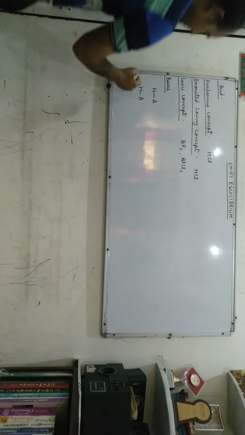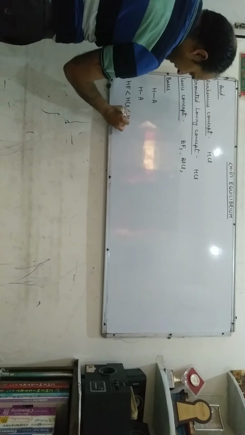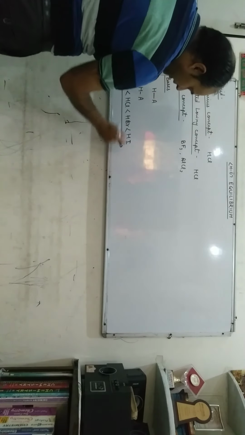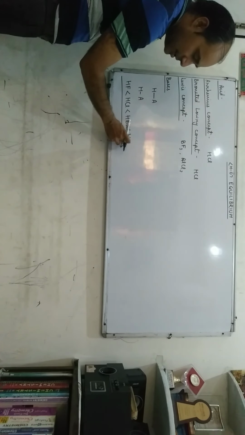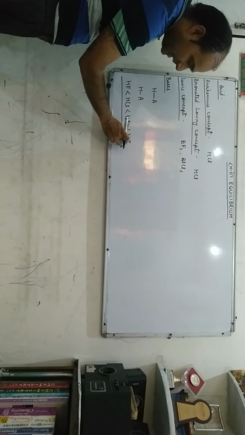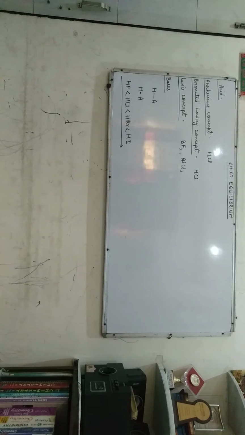Therefore, we can arrange acidity as HF, HCl, HBr and HI accordingly. Since on moving down the group, ionic size increases and bond dissociation enthalpy decreases, that is, the bond dissociates easily, thus HI will be a stronger acid as compared to HF.